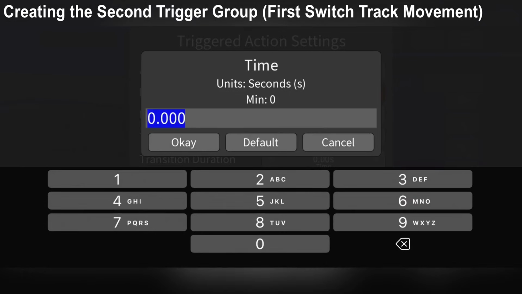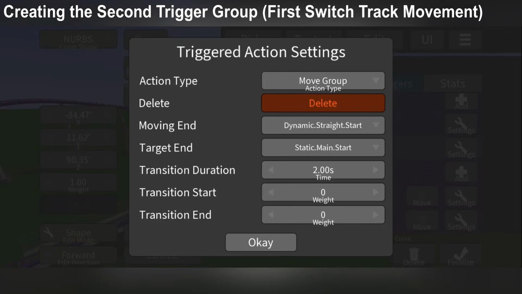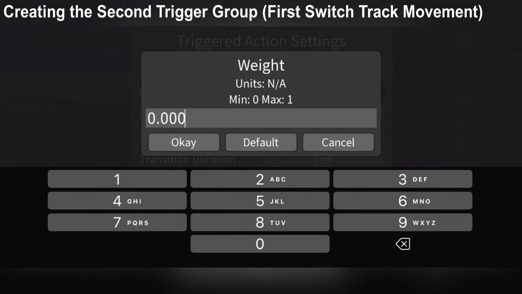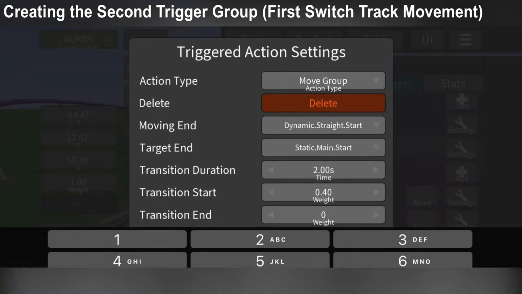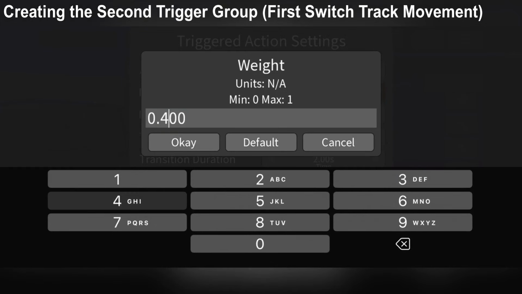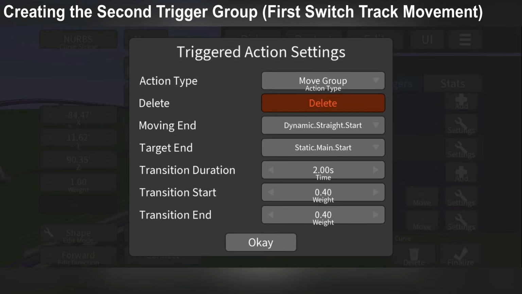We will also change the transition duration to 2 seconds, and we will also adjust the start and end weights of the animation. This part is up to y'all, so customize these settings however you want. We are done with this action, so click OK.